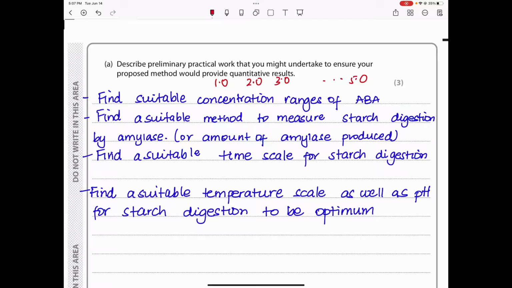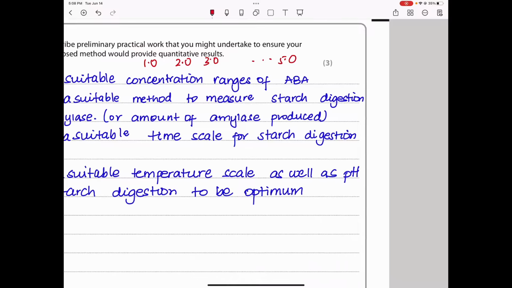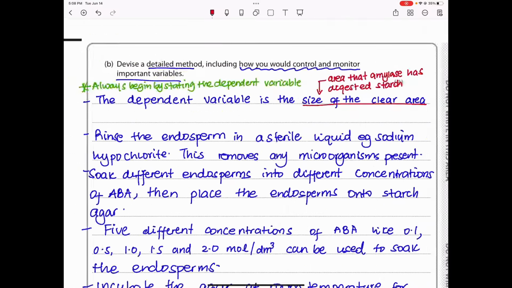And then we have to find a suitable method to measure starch digestion. Starch is going to be converted into glucose. How can we know the amount of starch that is broken down or the amount of glucose that has been produced by the amylase in the digestion of starch? So we also have to find a suitable time scale for starch digestion to begin. And then lastly, we have to find the optimum temperature and optimum pH for the digestion to occur.